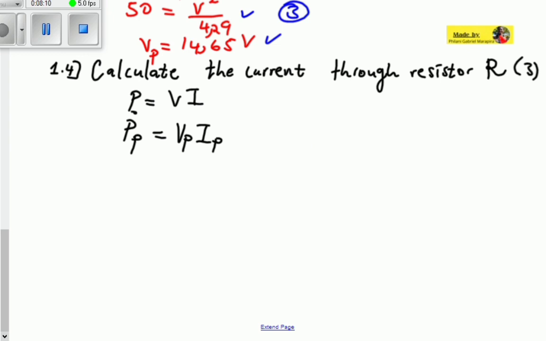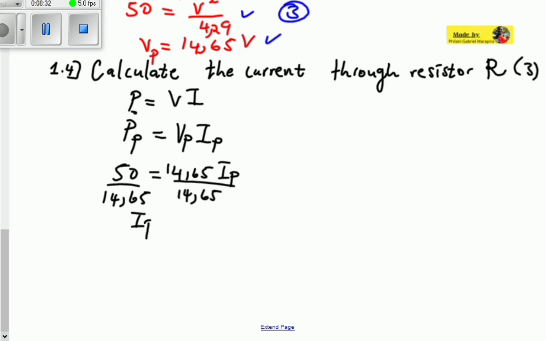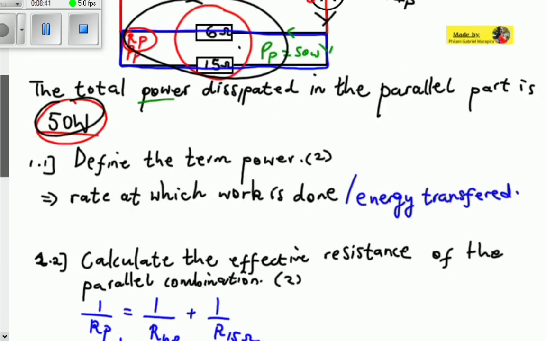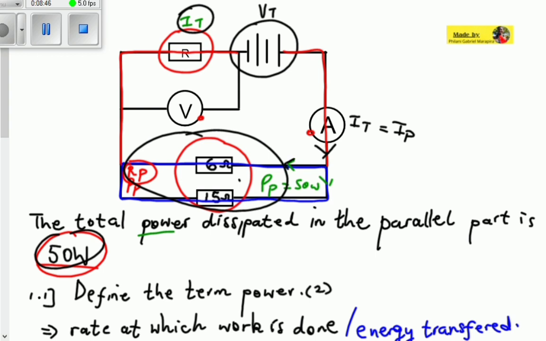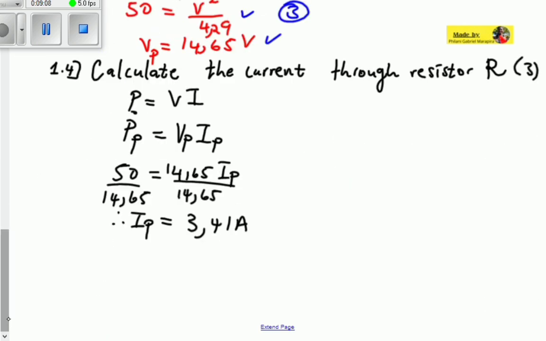So here, let us calculate the parallel current. Because we have got 50 watts as our parallel power, and we have got our parallel voltage as 14.65 volts times the parallel current. So now we just have to eliminate 14.65 over here and 14.65 over here. Therefore, we will remain with the parallel current to be 3.41 amperes. So it means that the current which is received by all of the parallel part is 3.41 amperes. Now we have got something to do with the total current. Remember that the total current is equal to the parallel current in this case, because the current that is received in the parallel part comes from the total current. So now we can use that total current to determine the reading on R.